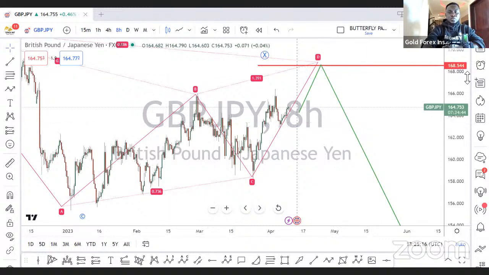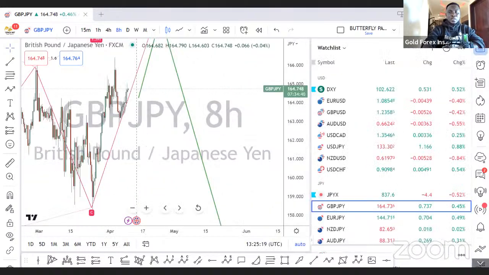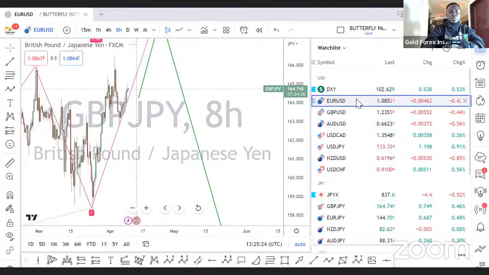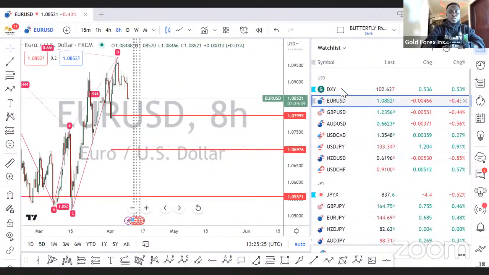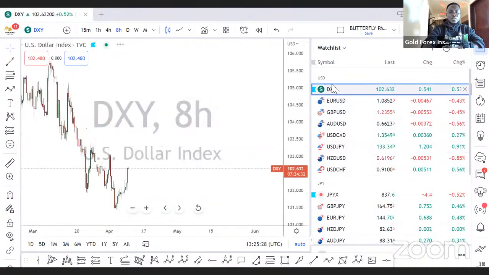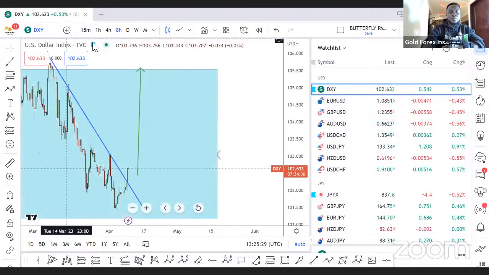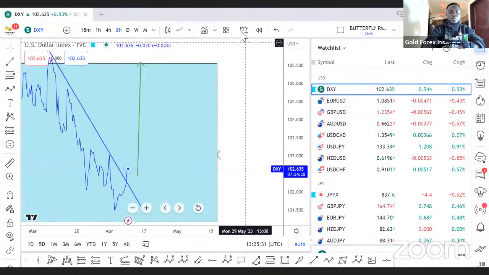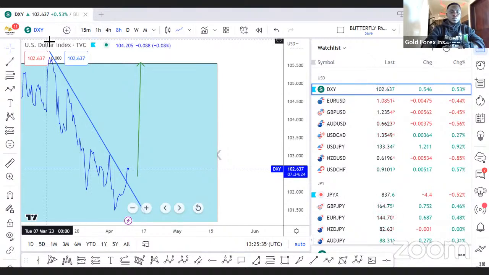okay, so let me show you. I think I did it. Euro USD and let me see. Even let me take DXY. DXY.